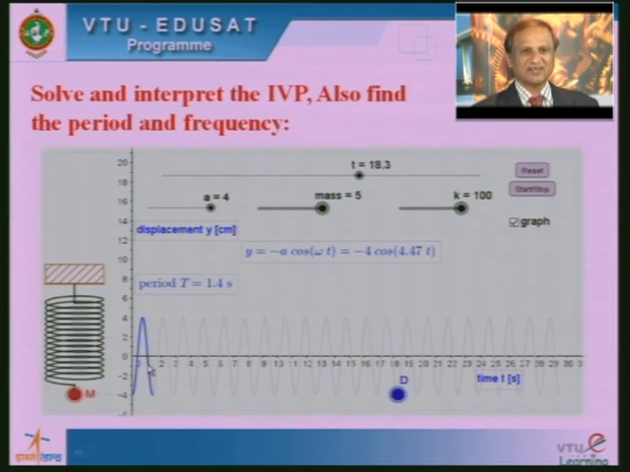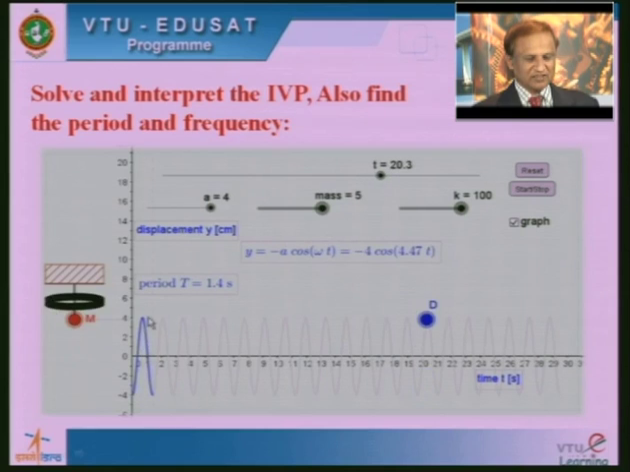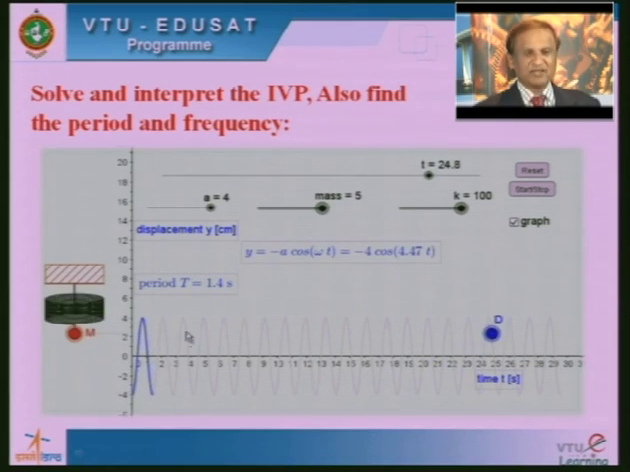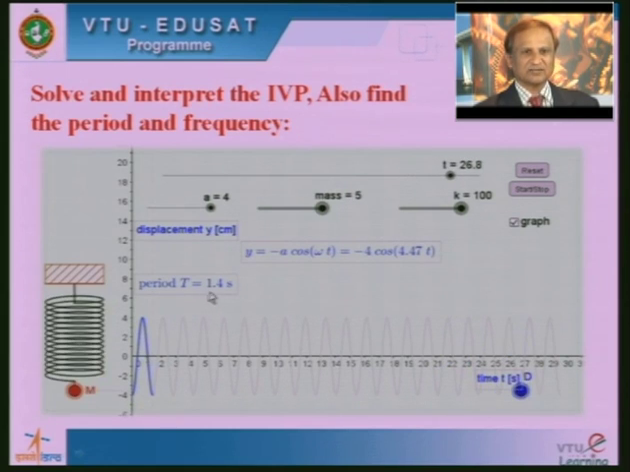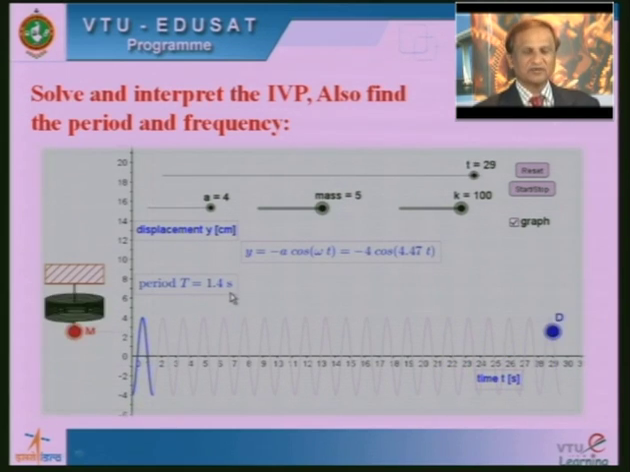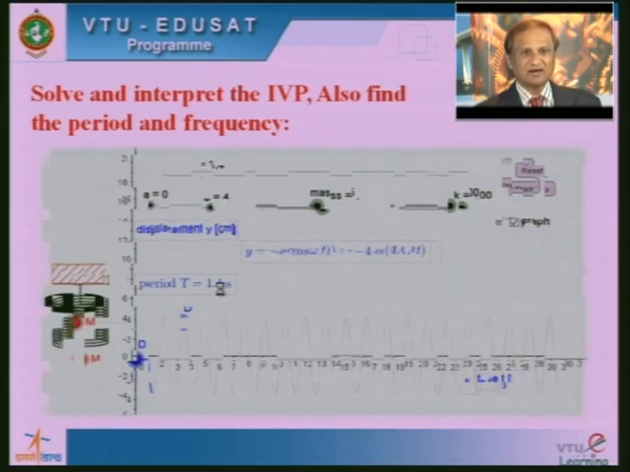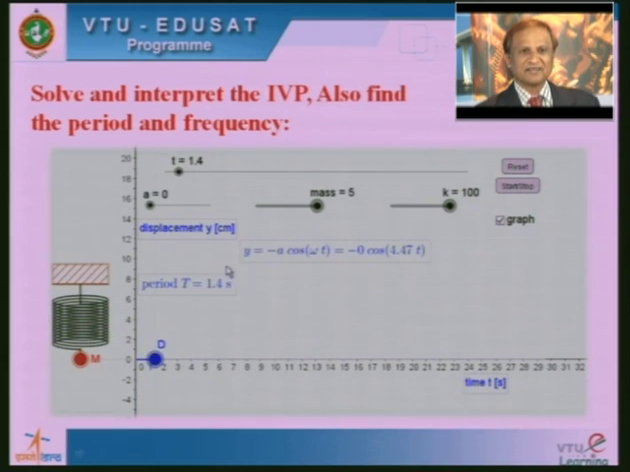Now you can observe that to complete one cycle, or one period, T is equal to 1.4 seconds. Or you can change another parameter. Suppose the amplitude becomes 0. Now the point is moving on the t axis. It means there is no motion.